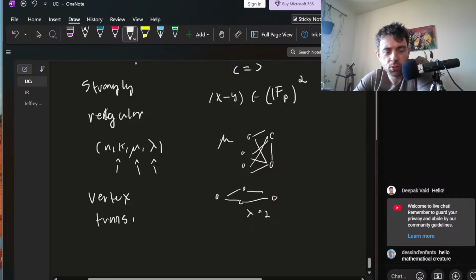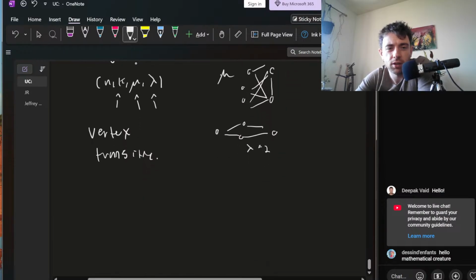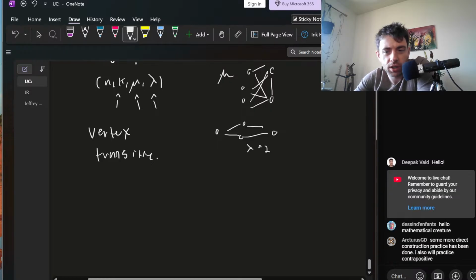What is its automorphism group? Well, I can tell you generators for its automorphism group. We have maps.